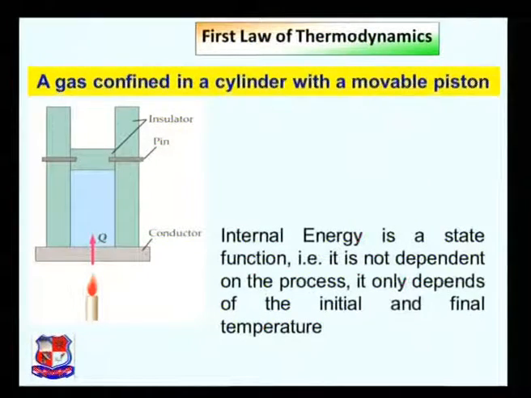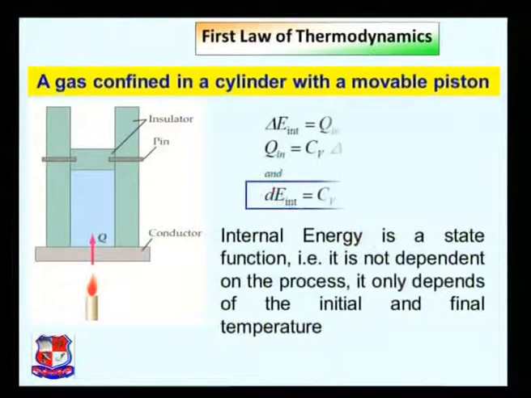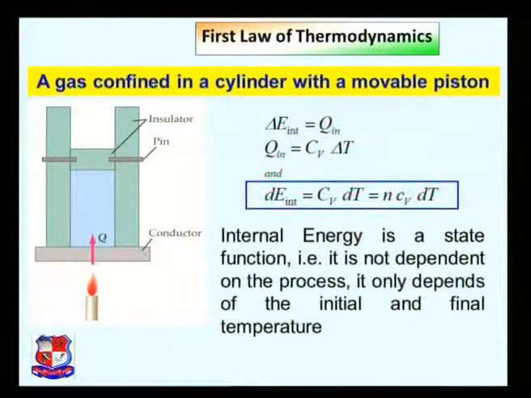The internal energy is a state function, that is, it is not dependent on the process. It only depends on the initial and final temperatures. So this is the equation. Delta E internal is equal to Q in. Q in is equal to Cv dT, and hence dE is equal to Cv dT, that is n Cv dT.